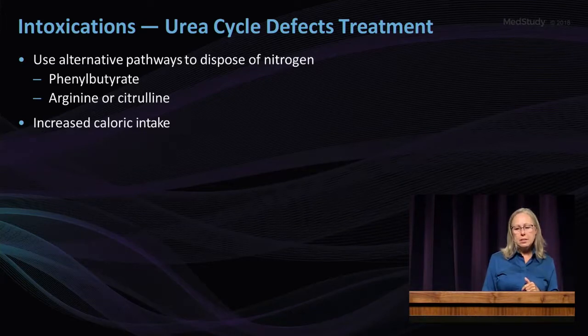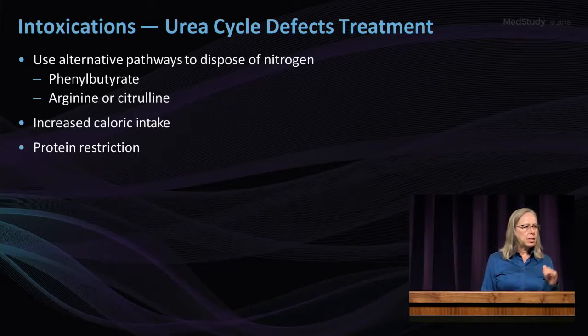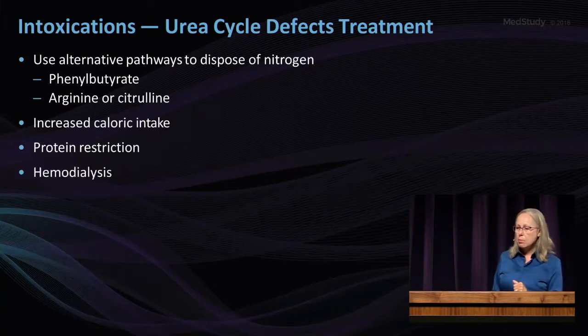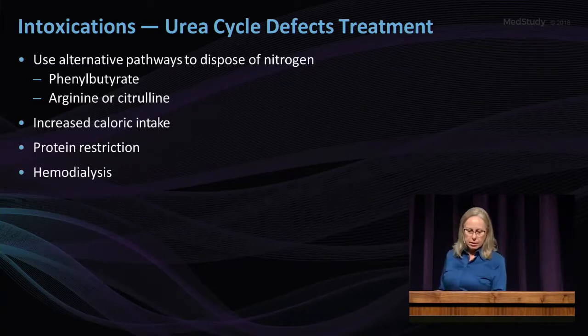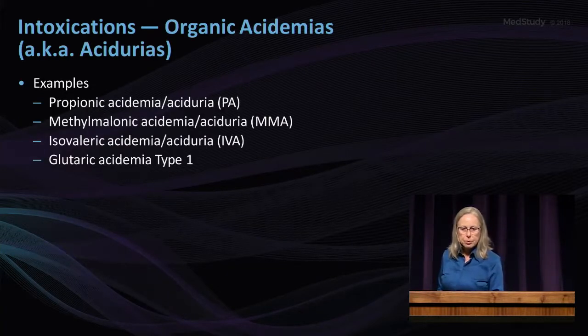Increase your caloric intake. You want to do protein restriction, but not below the RDA. Because these kids, even though you want to restrict how much protein they're getting, if you don't get enough, you'll break down your muscle and throw more protein in. So you want to just keep it well controlled at the RDA. If you're having high ammonia, you can use hemodialysis to get rid of the extra ammonia.